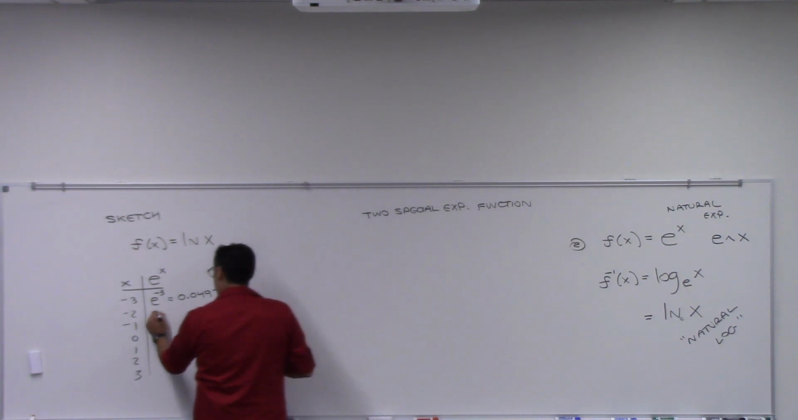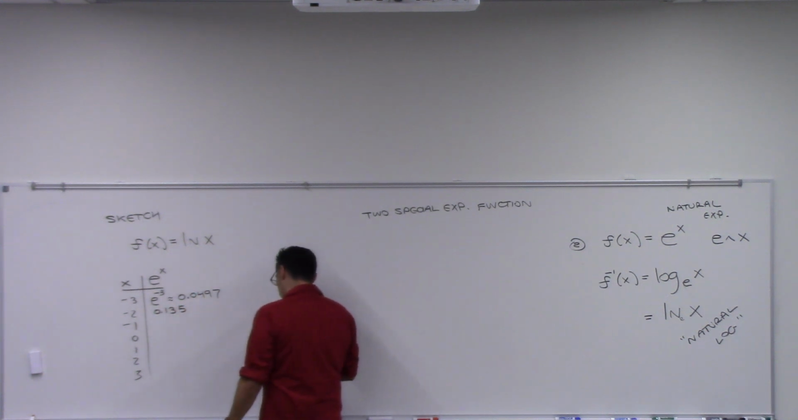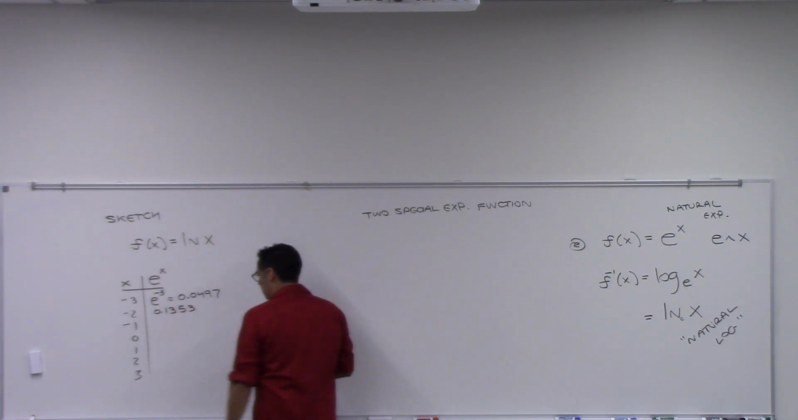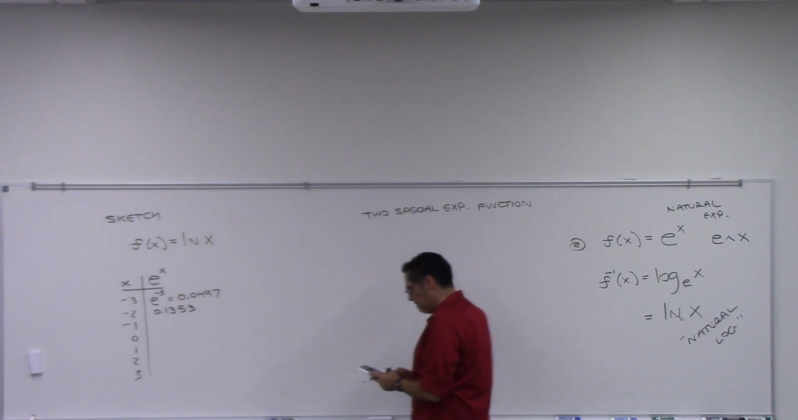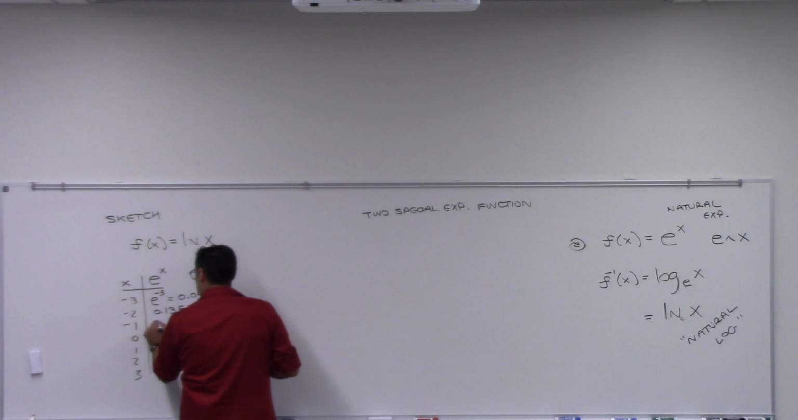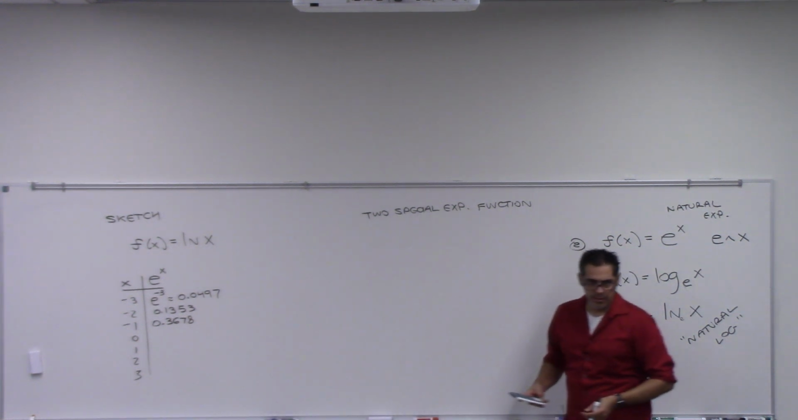And you get 0.1353, however many decimals you want to go. Then I do e to the negative 1. And I get 0.3678. I don't even care about rounding, right? It's not that big of a deal here.